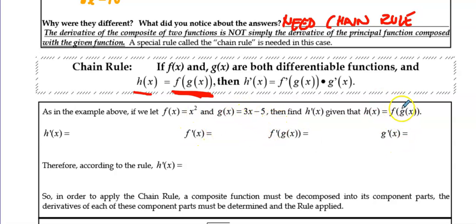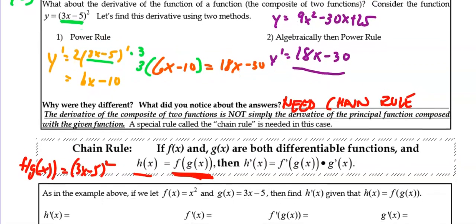If you guys remember compositions, then f of g of x is going to be equal to, well, you take all of g and you throw it into f, then you're going to get (3x minus 5) squared. And that's exactly the question that we started with right here at the top.